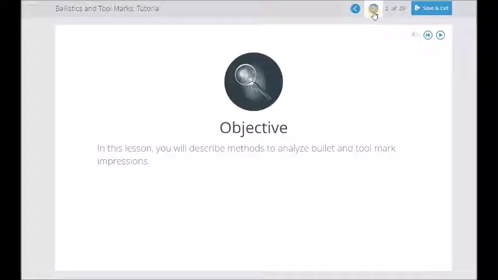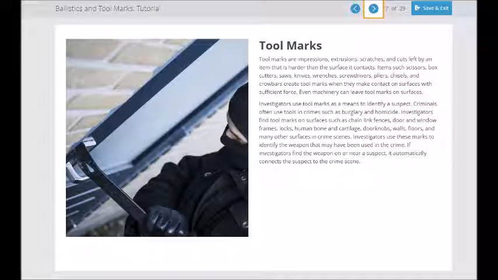The objective is that in this lesson, we're going to describe methods to analyze bullet and tool mark impressions. So we're going to start talking about tool marks. Up until this point, we've been talking about bodies, but right now we're talking about other parts of the crime scene. We're talking about doors, chain link fences, whether or not somebody busted open a lock, walls, floors, these types of things.